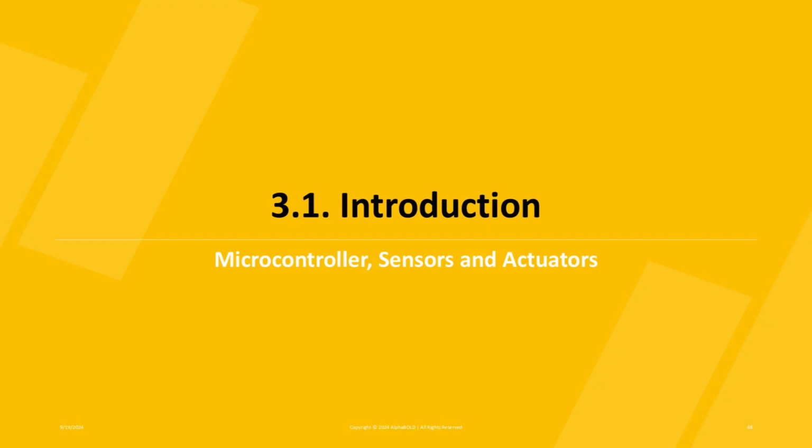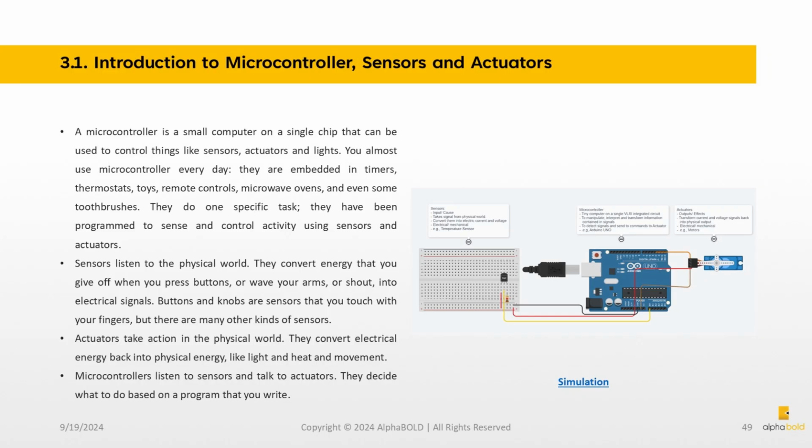Introduction. A microcontroller is a small computer on a single chip that can be used to control things like sensors, actuators, and lights. You almost use a microcontroller every day. They are embedded in timers, thermostats, toys, remote controls, microwave ovens, and even some toothbrushes.